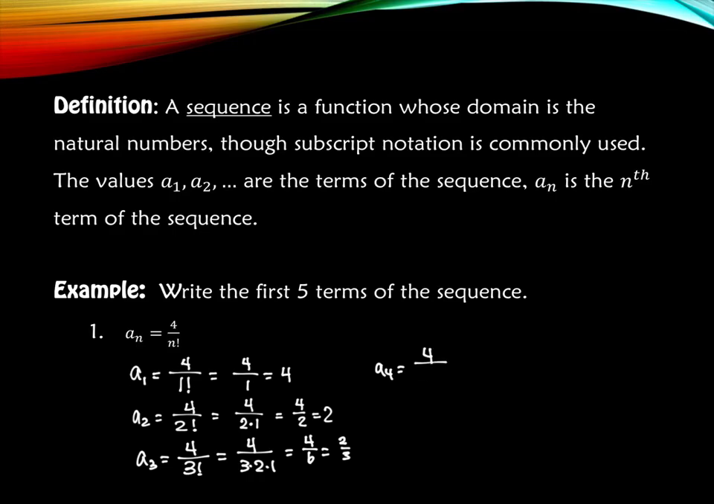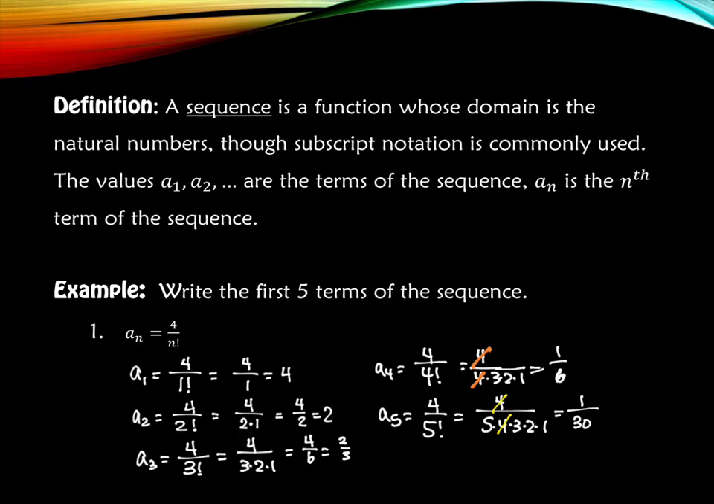We're going to do this 5 times, so we're on A4. A4 is 4 over 4 factorial. You can't just cancel those 4s. This is 4 over 4 times 3 times 2 times 1. You can cancel the 4s here if you'd like without simplifying. Then this would be 1 over 6. And then A sub 5 would be 4 over 5 factorial. This is 5 times 4 times 3 times 2 times 1. The 4s will still cancel, but now instead of 1 over 6, I have 1 over 30.